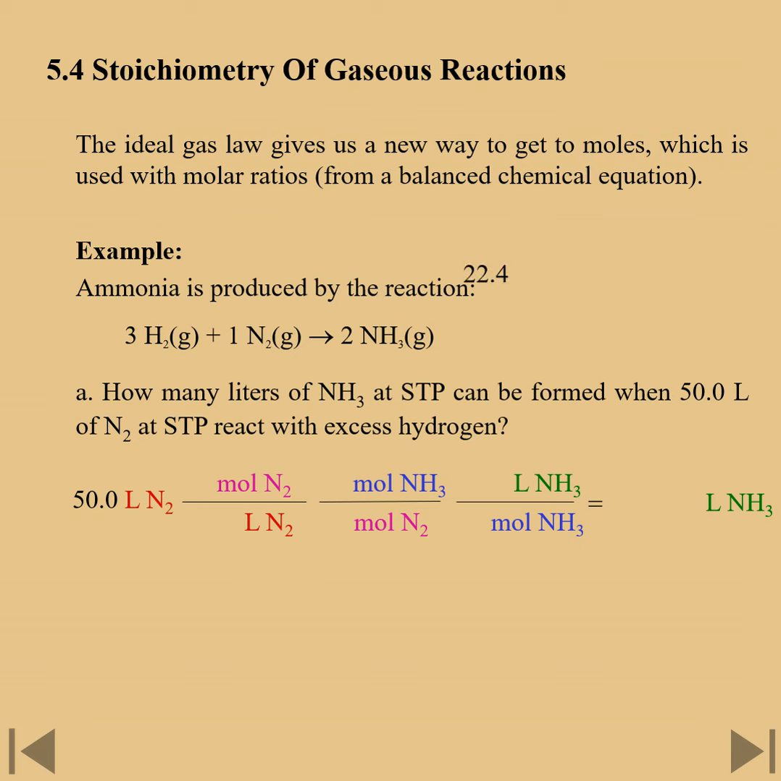Molar volume was 22.4 liters per each mole. Molar ratio, 2 moles of ammonia from 1 mole of nitrogen. And again, 22.4 liters per mole. So we can see we don't even need to put that on our calculator, just simply 50 times 2, or 100 liters of ammonia.